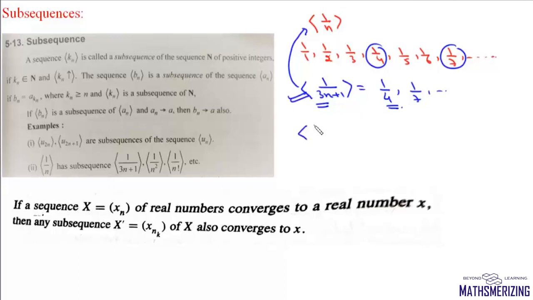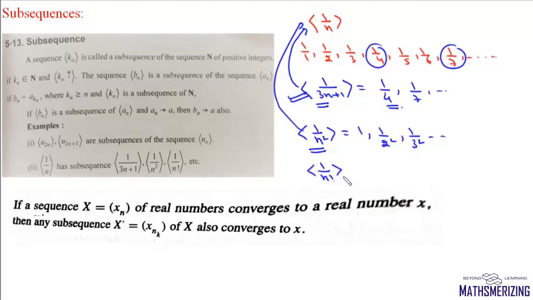We can take another sequence which is 1 upon n square. Now it will have 1, 1 upon 2 square, 1 upon 3 square. Now the terms of this sequence are also present in 1 by n. So this is another subsequence of 1 by n. Another subsequence could be 1 upon factorial n. So these three are examples of subsequences of a given sequence.